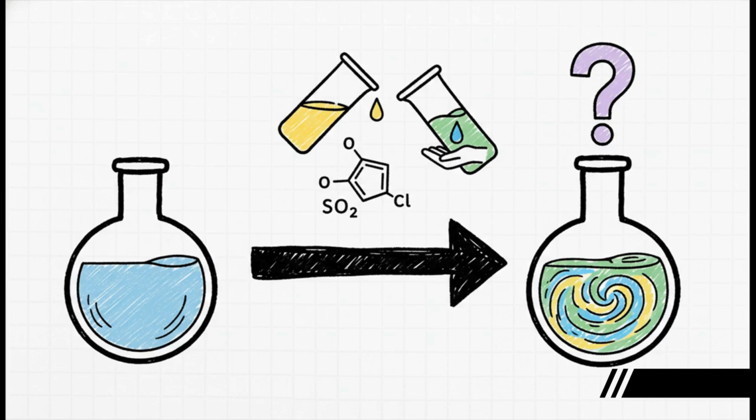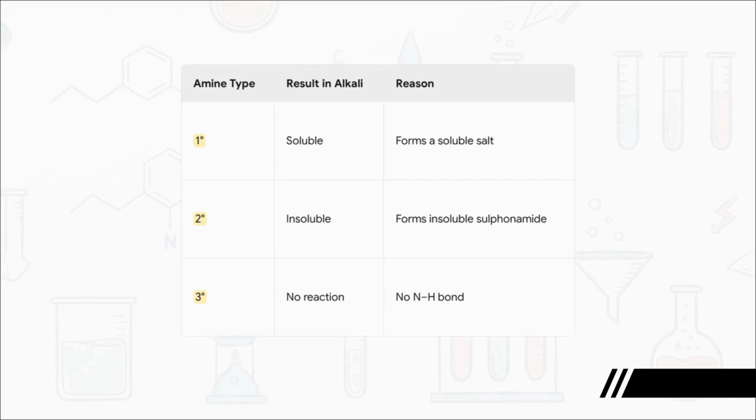It's pretty straightforward. We take our unknown amine and we react it with this specific chemical, benzene sulfonyl chloride. You'll often just hear it called the Hinsberg reagent. We do this in an alkaline solution, like sodium hydroxide, and then we just watch what happens. And this is where the magic happens. Just look at these results.